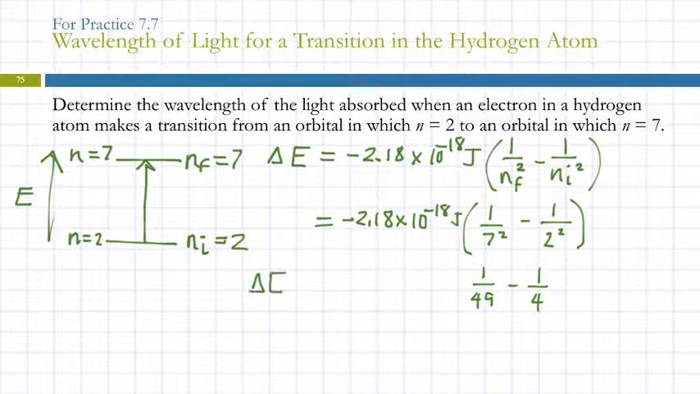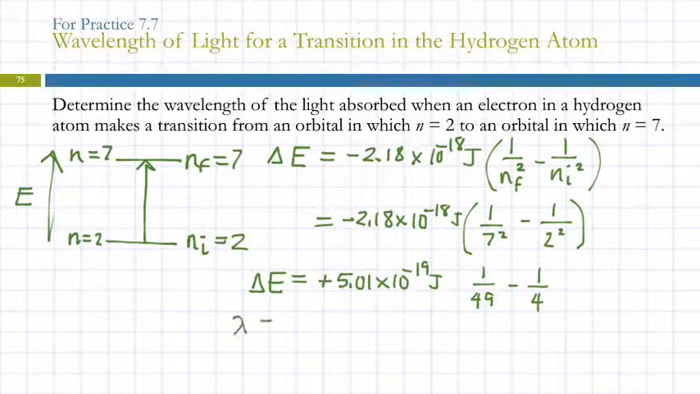So the change in energy equals positive 5.01 times 10 to the minus 19 joules. So that's the energy. But we want the wavelength, right? This is the difference in energy between those two levels. That corresponds to the energy of the photon.